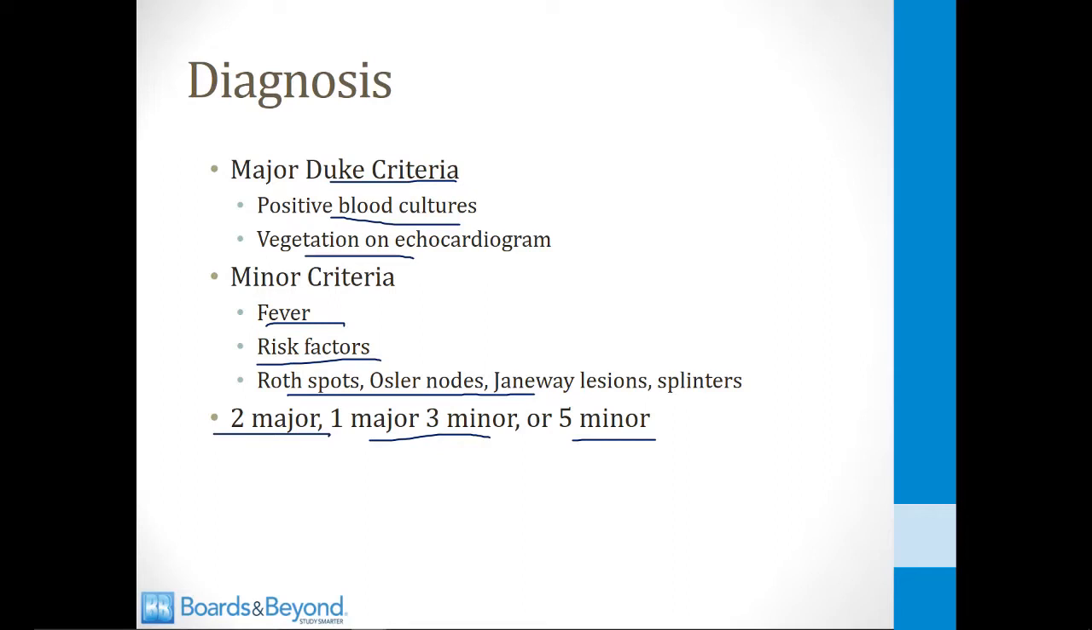And in actual clinical practice, usually we make the diagnosis of endocarditis based on the 2 positive major Duke criteria. A patient has positive blood cultures, and we see a vegetation in an echocardiogram, and we then say that that patient has endocarditis.